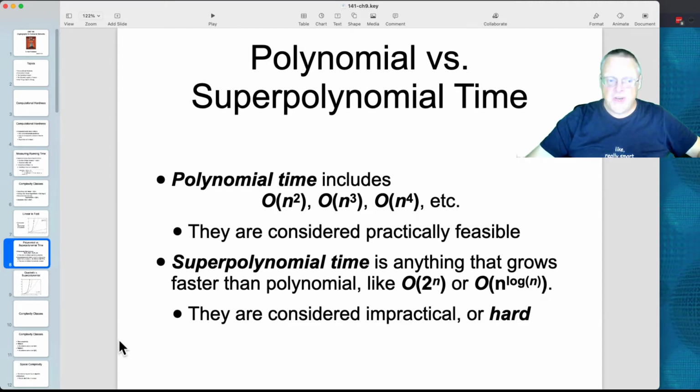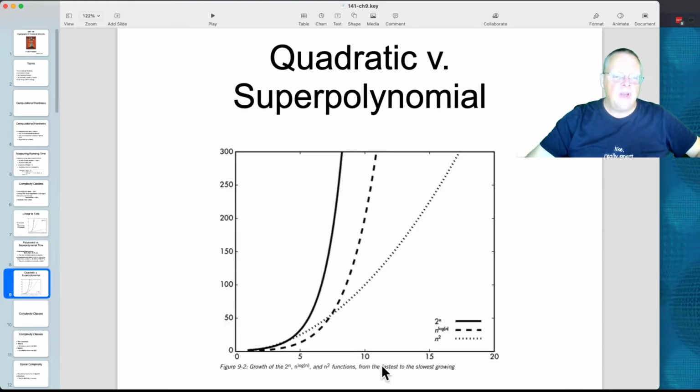And of course, this is a sort of vague general term. Obviously, if n is large enough, then even linear you're never going to get there. So we're just talking in general terms here. So here is quadratic. This is n squared. This is n to the log n, and this is 2 to the n. 2 to the n is really fast.